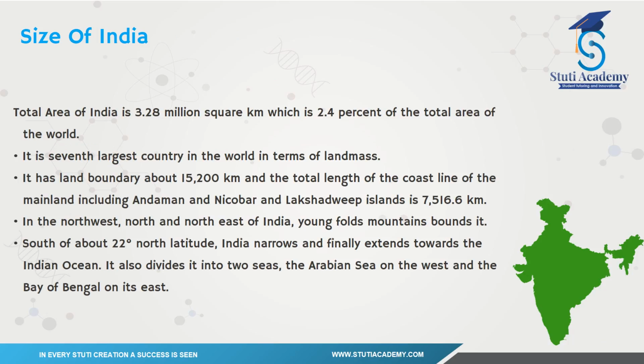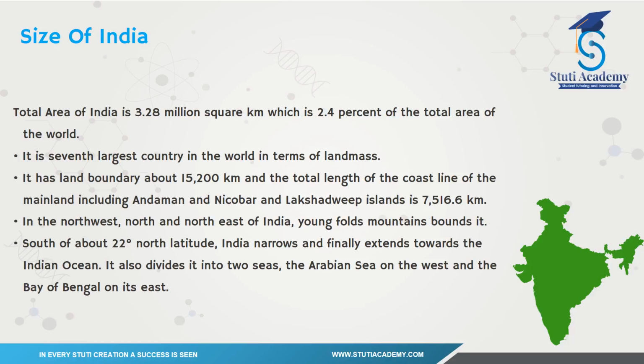Now, students, we will understand the size of India. So, you see, India is a big country, but exactly how big? What is the country area? The total area of the Indian landmass is 3.28 million square kilometers. This accounts for nearly 2.4% of the total land area of the world. If you compare India's size to that of the other countries, India is the seventh largest country in the world.